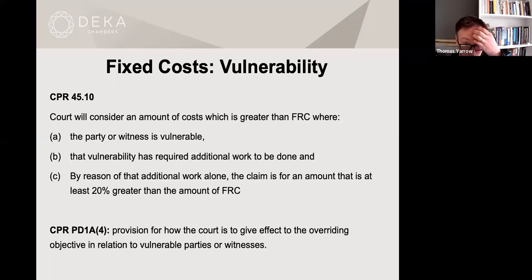Then you go to consider an amount of cost greater than the fixed recoverable costs, and you can go to assessment on the standard basis in those circumstances. And of course, when thinking about vulnerable parties or witnesses, we always have Practice Direction 1.